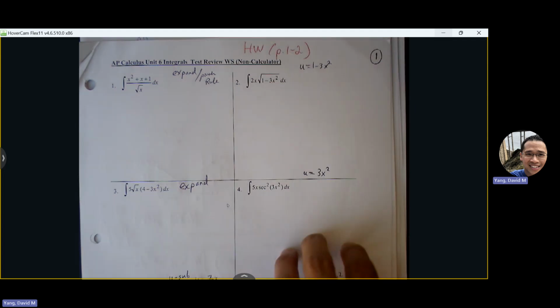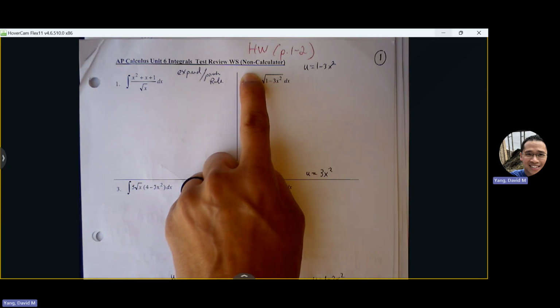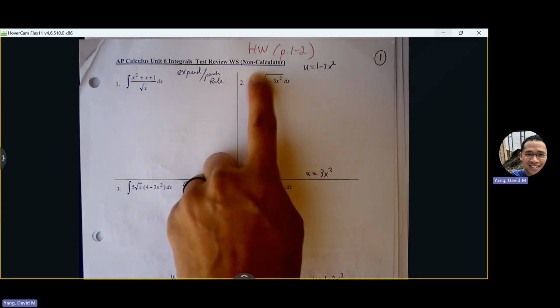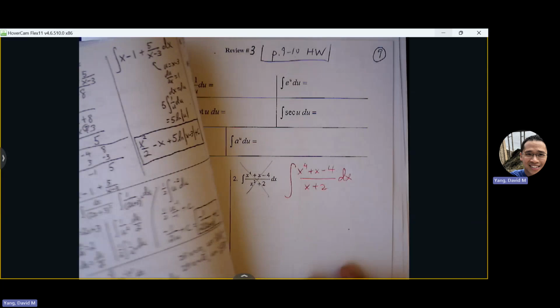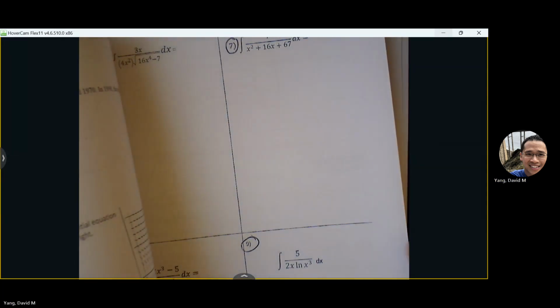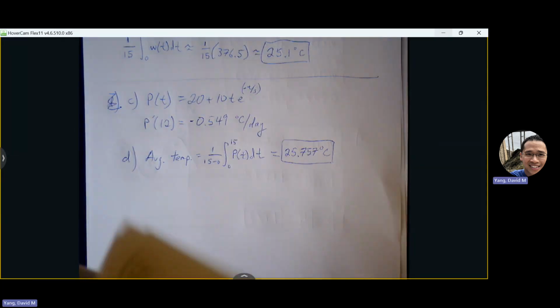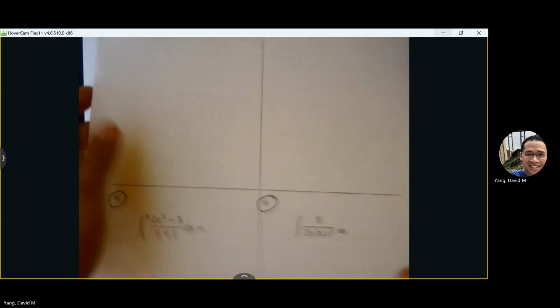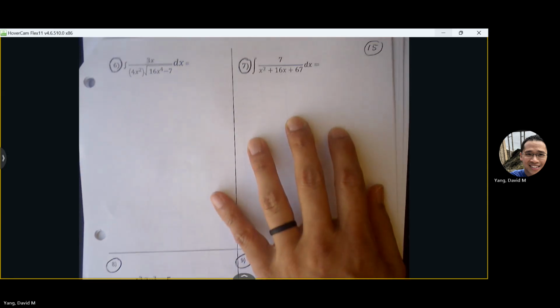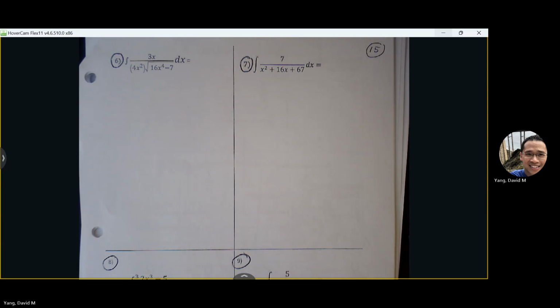All right. In your test review packet, the first page looks like this. Let's go to page 15, number 7. That's the one I did. Now it looks like I've worked. Now, how do we know what category this problem falls under?